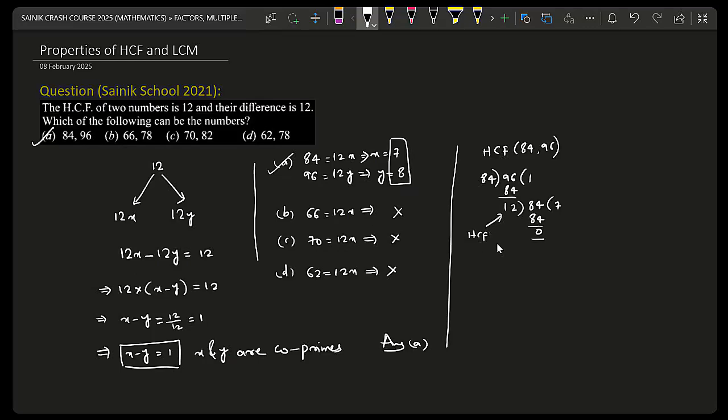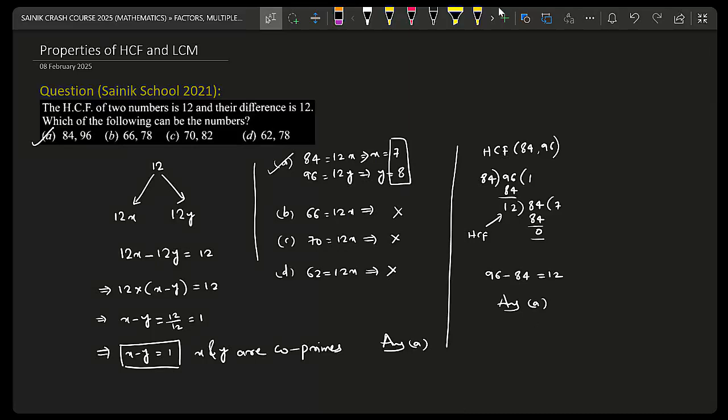And they said the difference between them is 12. So you find the difference between the numbers: 96 minus 84 is also 12. So it's matching the conditions. So the answer is A. Either you can do the first method, or you can use the options and do the second method also. You'll get the same answer, option A. Now, if there are any doubts in this question, you can raise a hand.